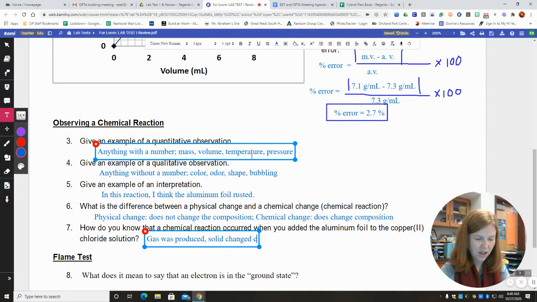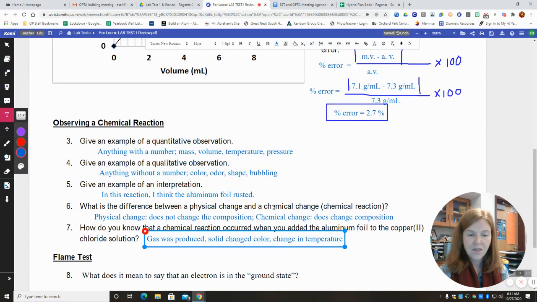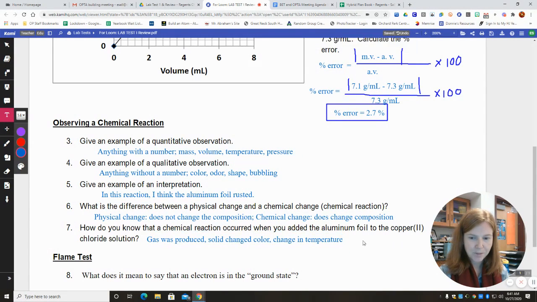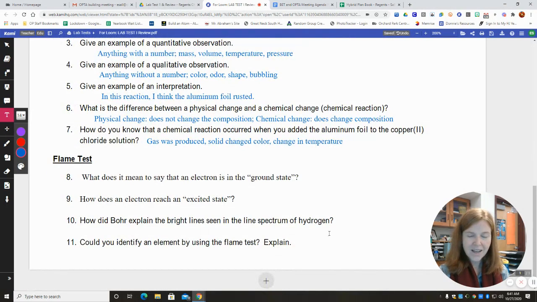Solid changed color. If you notice, the solid went from being aluminum foil, shiny, high luster, silverish color, to being red and kind of crumbly. And the other one, change in temperature. Anytime there is a change in temperature, that is a really good indicator that there is a chemical reaction happening, okay? And then lastly, we're going to ask you some questions about a flame test.